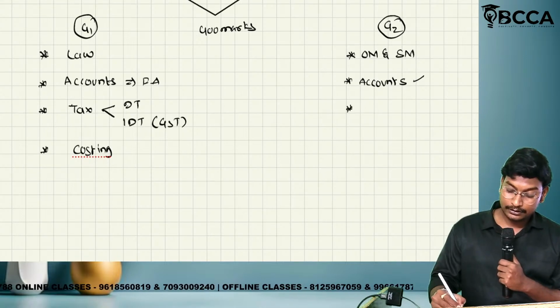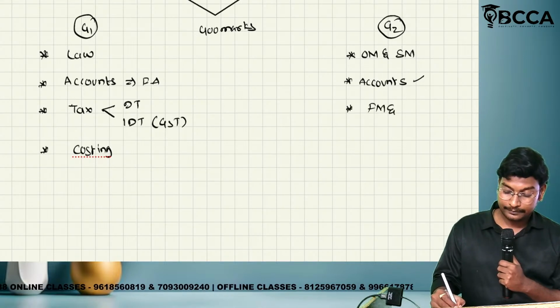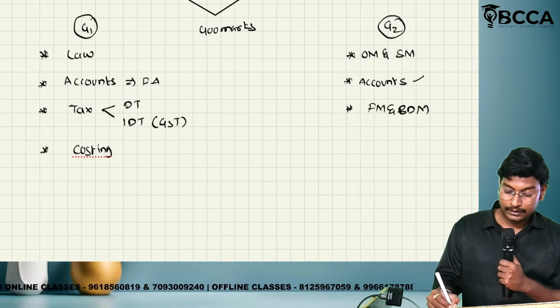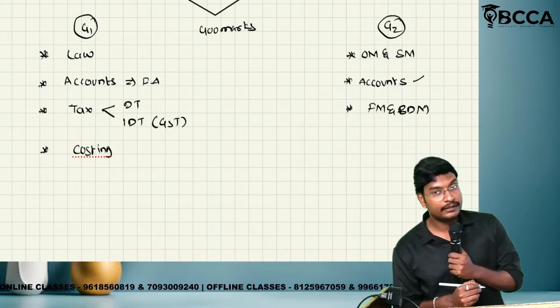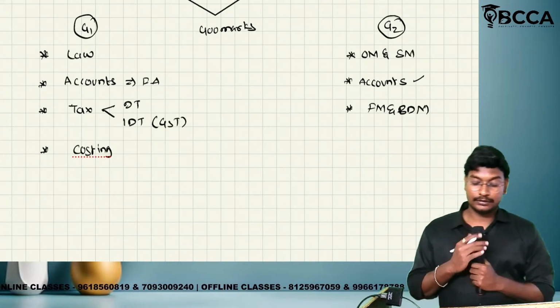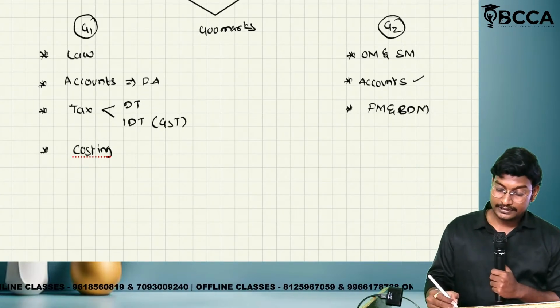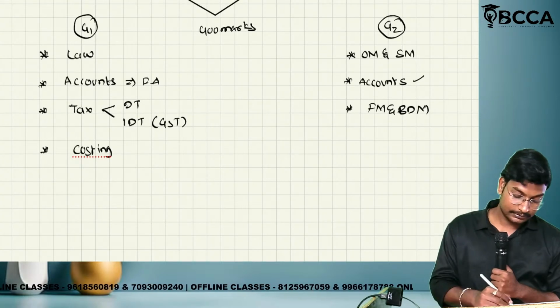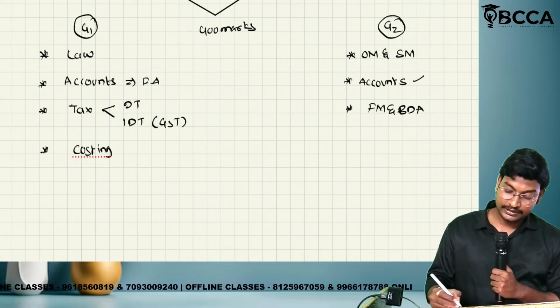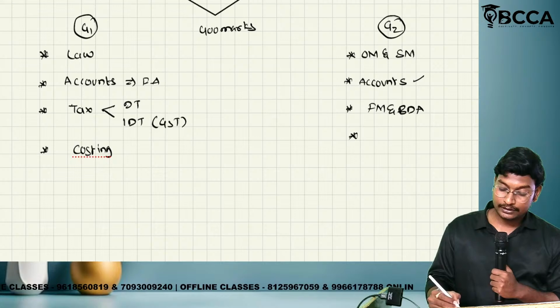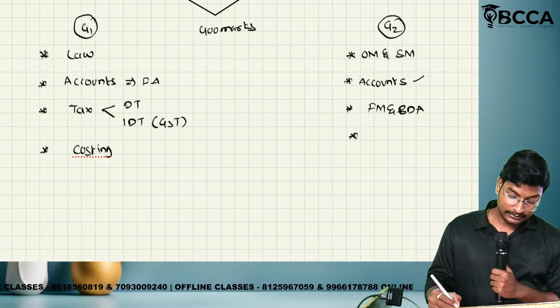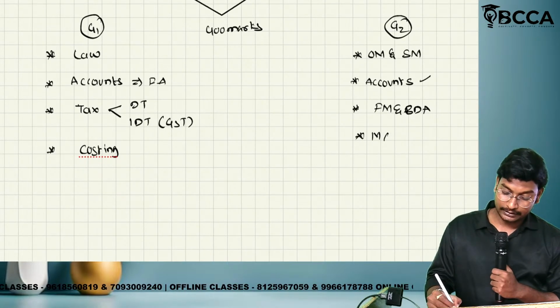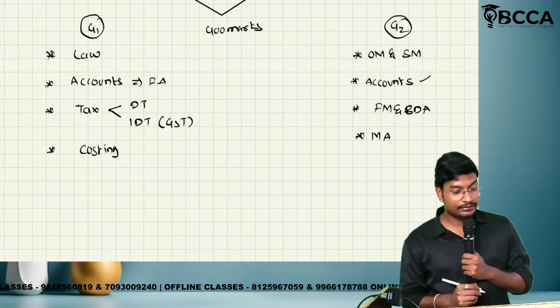And next one, FM and BDA. FM means financial management. BDA means business data analytics. Next one is called management accounting.